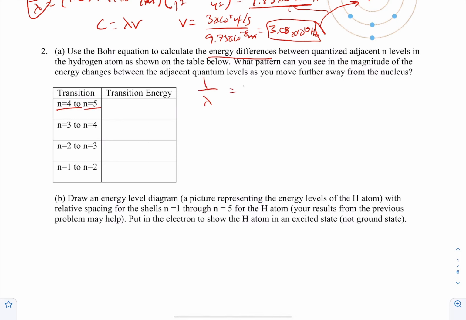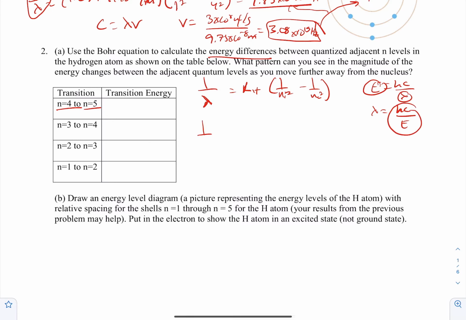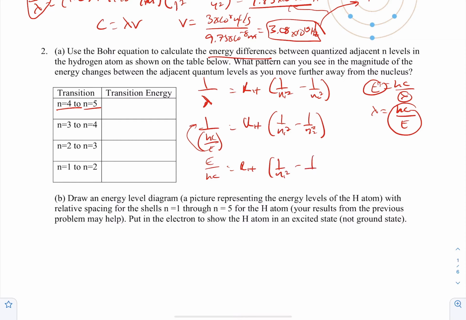So if I take this Rydberg equation, and I know that wavelength is related to energy, I know that there's a relation between them. So what I'm going to do is I know that E is equal to hc over lambda. I'm going to switch these two. Now lambda is equal to hc over energy, and plug this in for lambda. So I get 1 over, let me just get rid of this arrow to give me some room, I get 1 over hc over energy is equal to RH times 1 over n1 squared minus 1 over n2 squared. Okay, and then if I invert this, that would give me E over hc is equal to RH times 1 over n1 squared minus 1 over n2 squared.